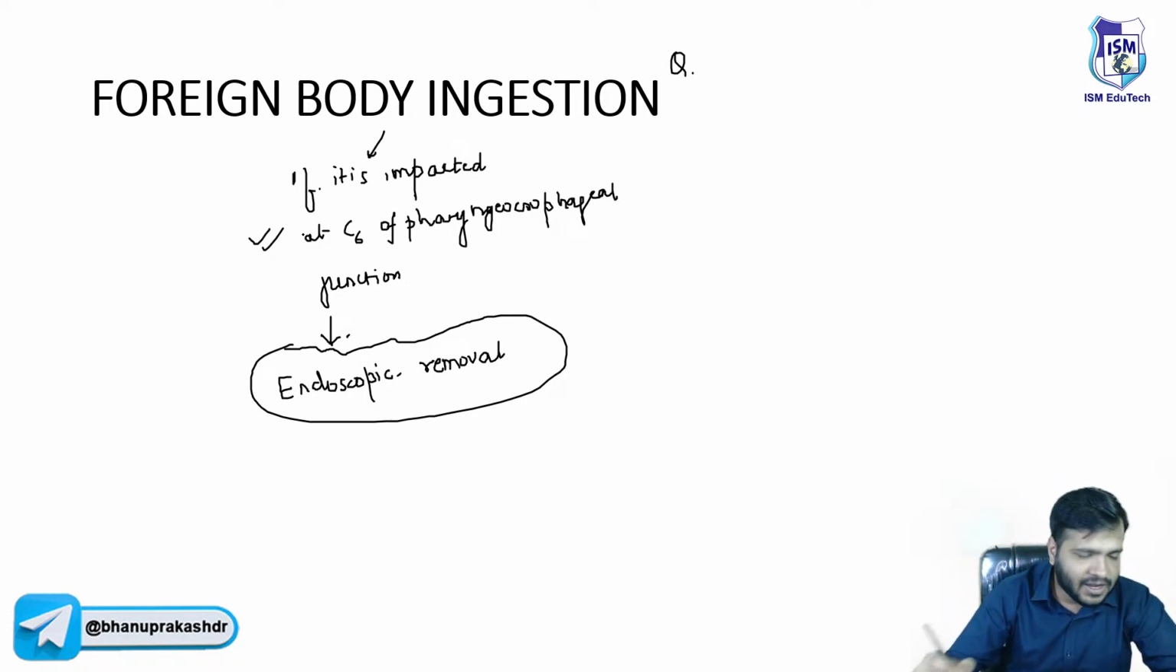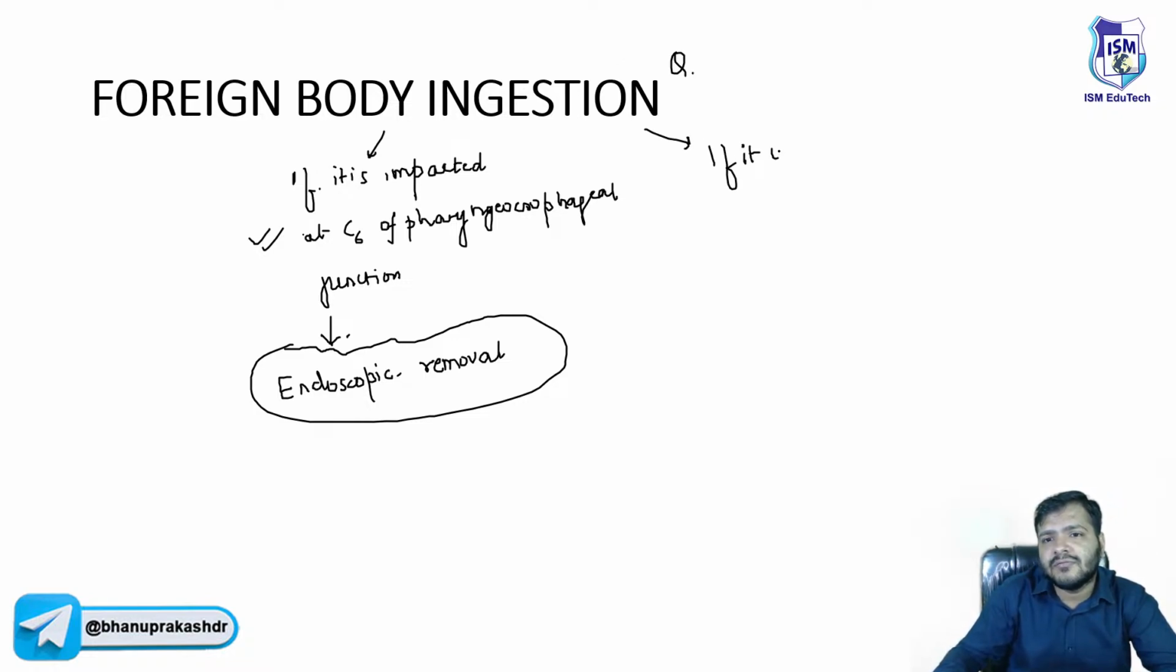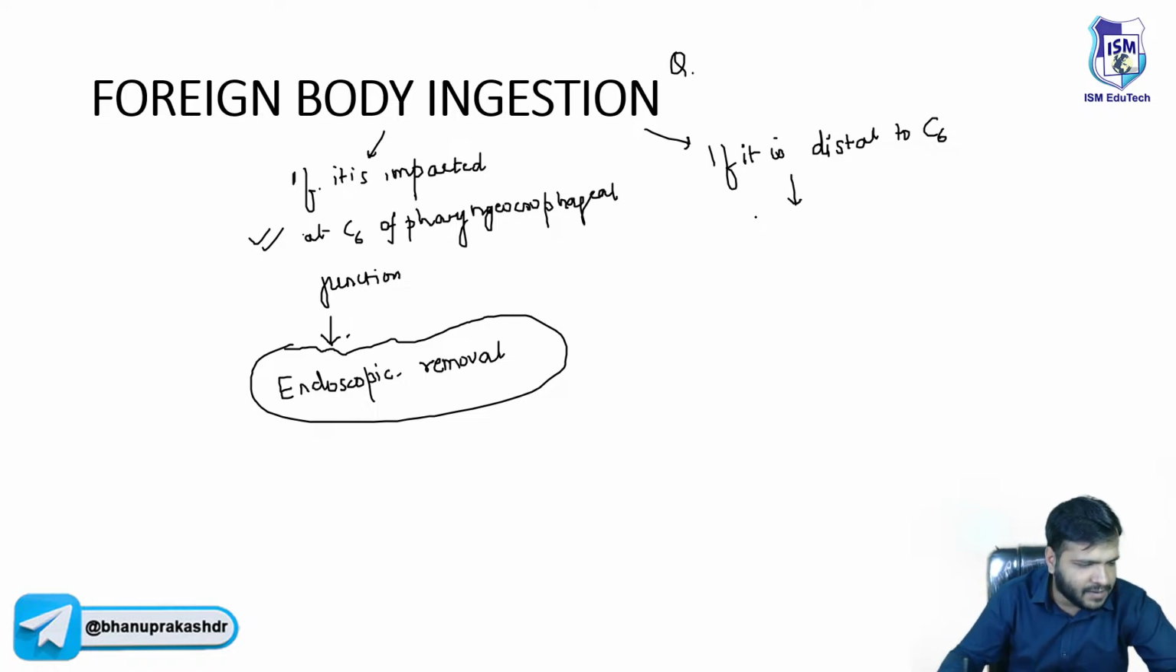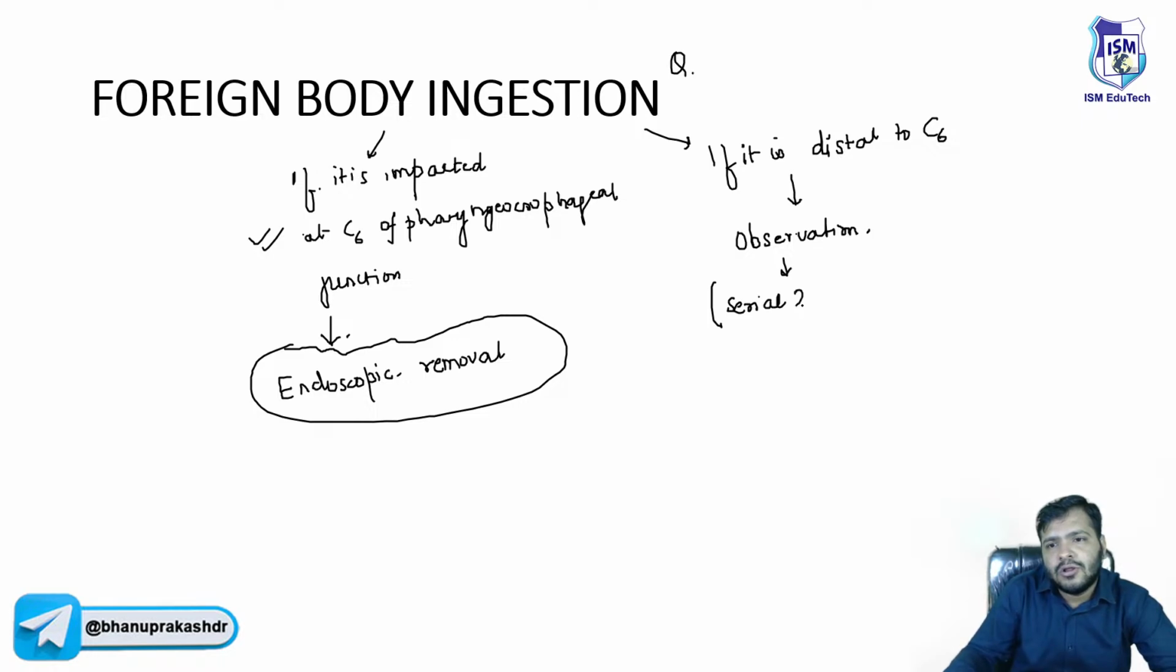Okay, now अगर C6 से नीचे है, if it is distal to C6, beta, what you will do? एक्सरे वाला पॉइंट अब यहां पे काम आएगा बेटा. You will do observation, and observation is serial 24 hours x-ray.